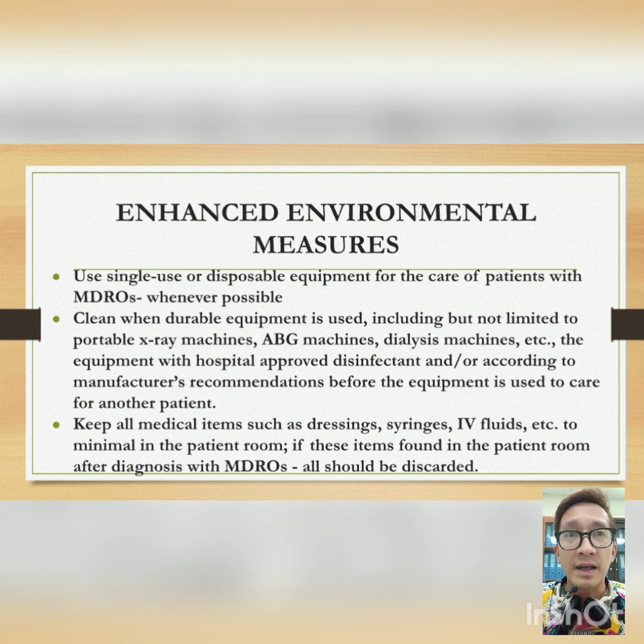Keep all medical items such as dressing, syringes, IV fluids to minimal in the patient room. If these items are found in the patient room after diagnosis with MDROs, all should be discarded. So, prior to the result of the patient's culture, if all those items are available inside the patient's room, then once the result came out and it is a confirmed case of MDRO, all of those things, as what I have mentioned, should be discarded.